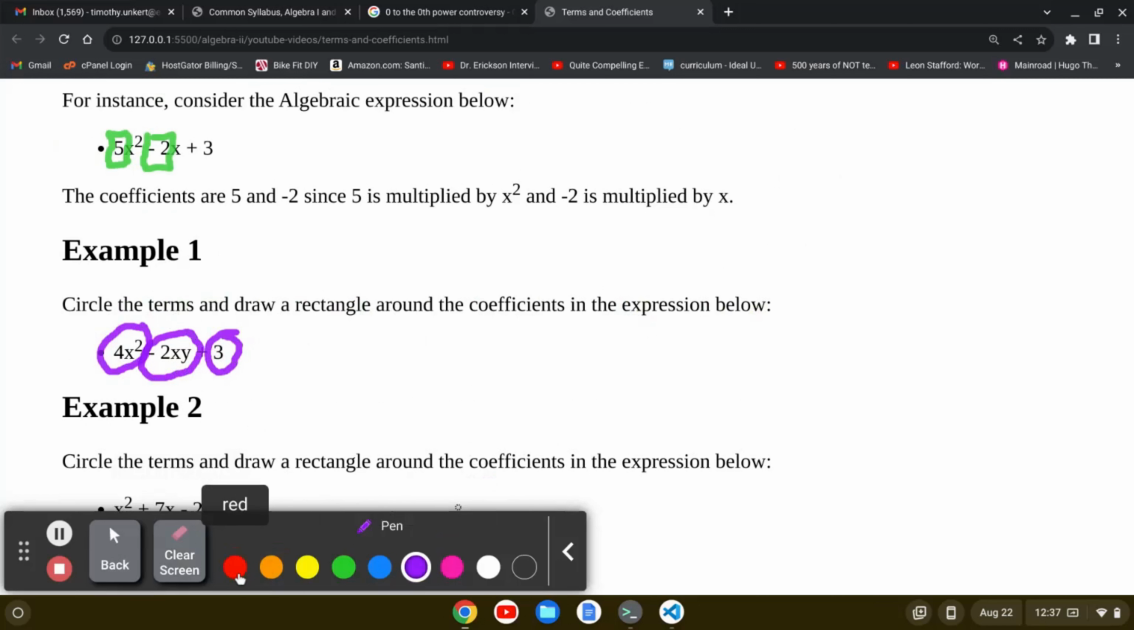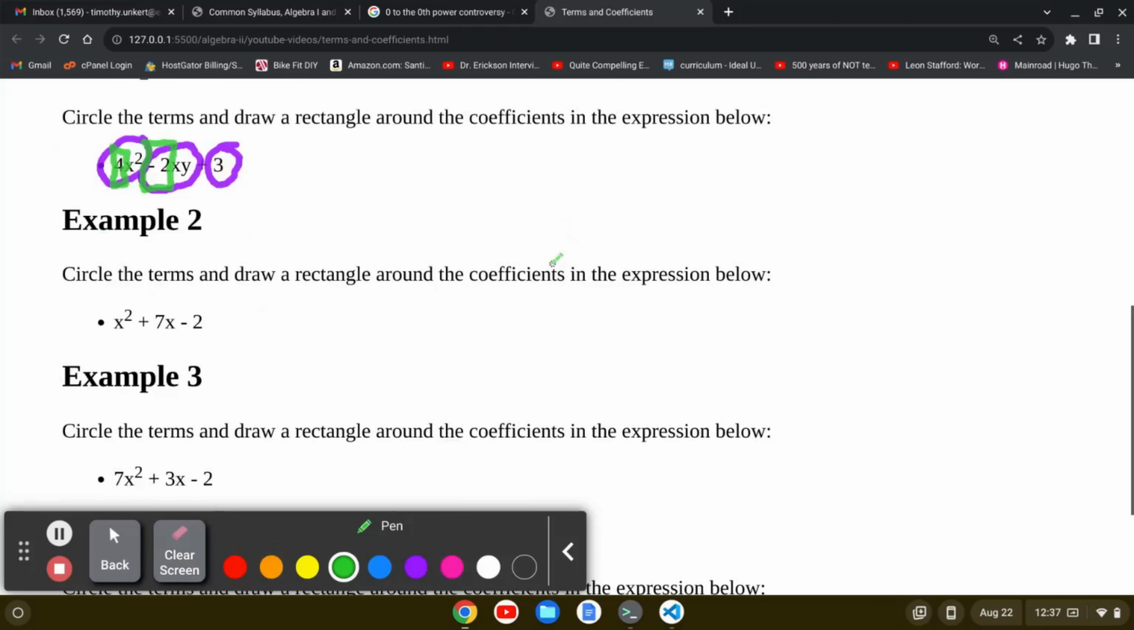Okay, now as for the coefficients, let's do that in green. So we have 4, because that's being multiplied by x squared, so 4 is a coefficient, and then also minus 2 here is a coefficient. All right. So let's go to example 2 now.